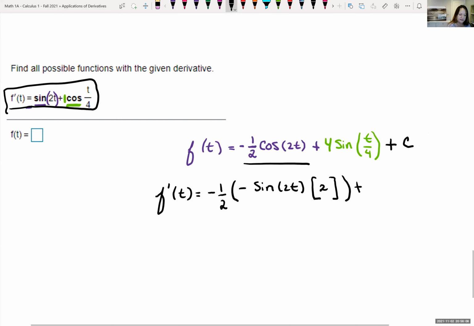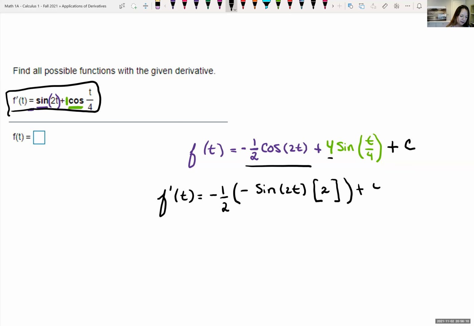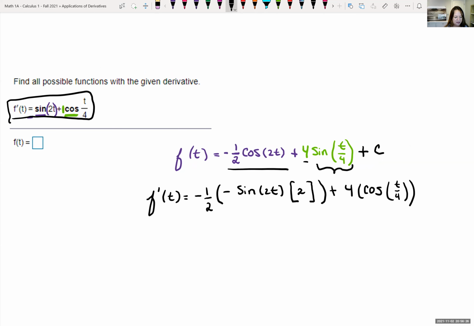Plus, let's keep the 4 out here. And now let's take the derivative of sine of t over 4. So the derivative of sine is cosine of the inside, t over 4, times the derivative of the inside. We'll think of that as 1/4 times t. So the derivative of t is just 1 times that 1/4 in front, so 1/4. Plus, the derivative of any constant is always 0.